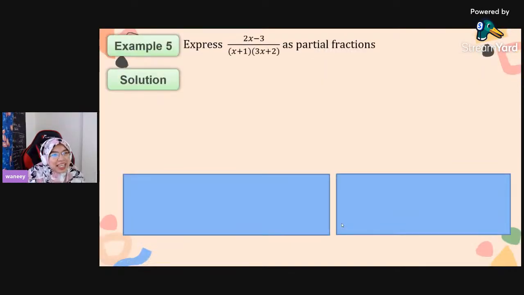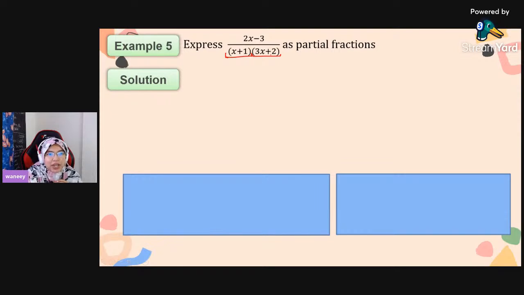Okay, now express (2x minus 3) over (x plus 1)(3x plus 2) as partial fractions. So now we need to write down the correct format for them first. Check your denominator. This is x plus 1, and this is 3x plus 2. They are linear factors and they are not repeated linear, so this is a distinct linear factor.